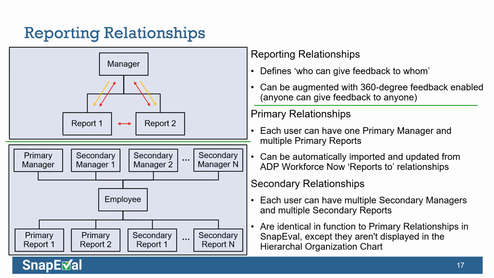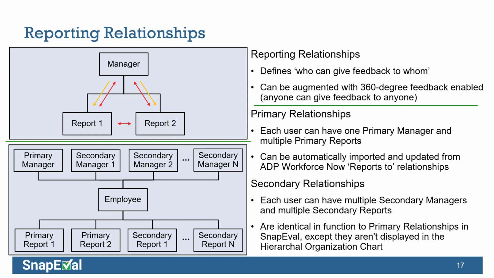But you can augment these relationships with what we call secondary relationships. And what that means is you can assign as many managers as you want to each employee, as many secondary managers as you want. So each user can have one primary manager and as many secondary managers as you want them to have. And again, the only difference between being a primary manager and a secondary manager is the secondary manager relationships don't show up in the built-in org chart in SnapEval. And the same thing is true for secondary reports. You can have as many secondary reports as you want.